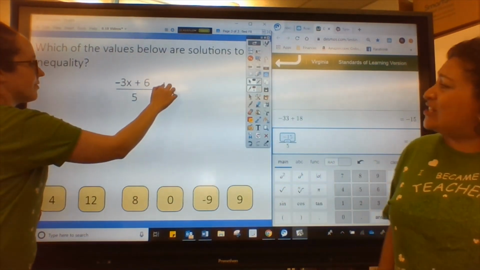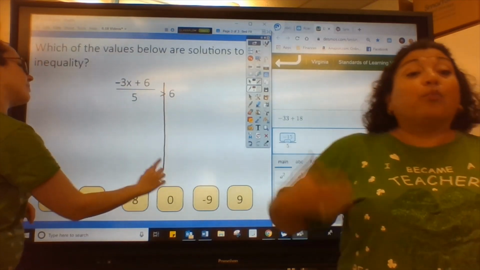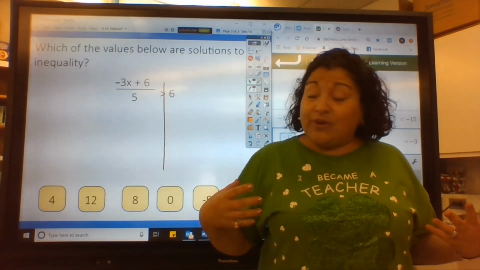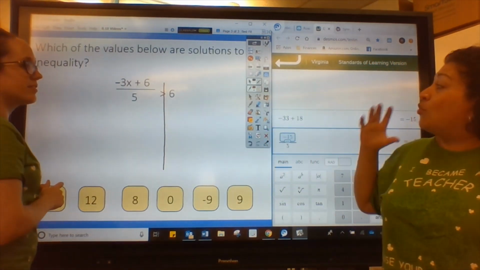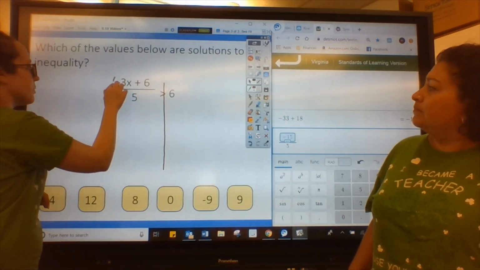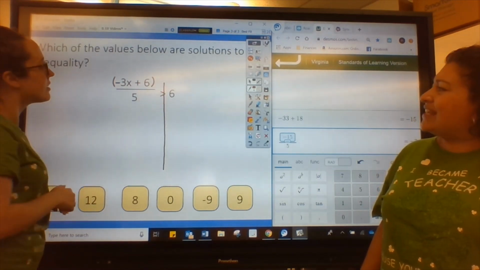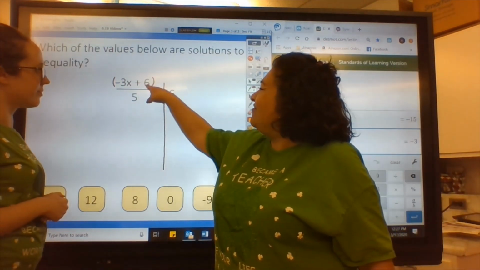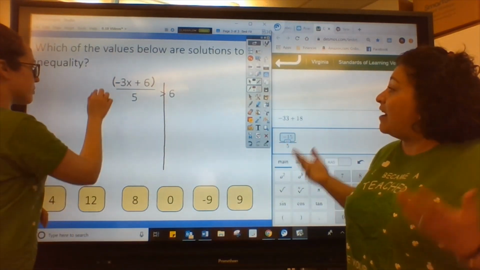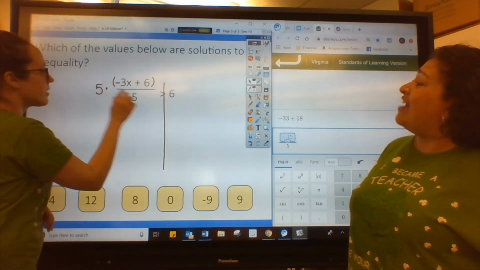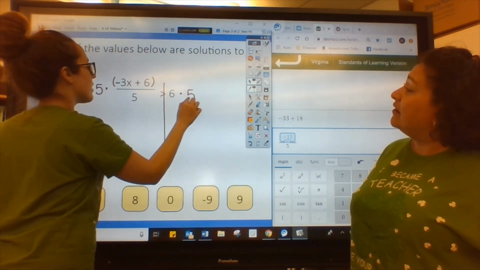Now, this looks a lot like the problem where the princess is in the tower. Do y'all remember that one? So we're going to go ahead and put that numerator in parentheses. Protect the princess. But we got to get rid of that dividing by 5. And what's the opposite of dividing by 5? Multiplying by 5. So let's multiply by 5 on each side.